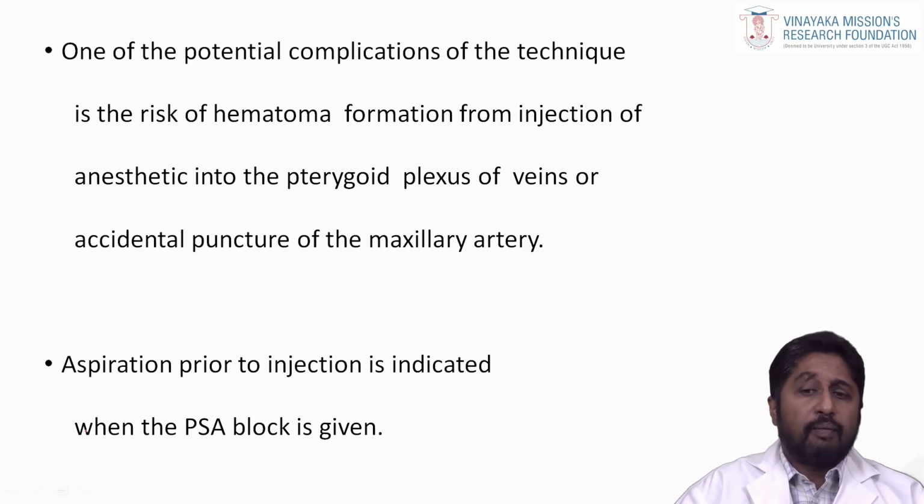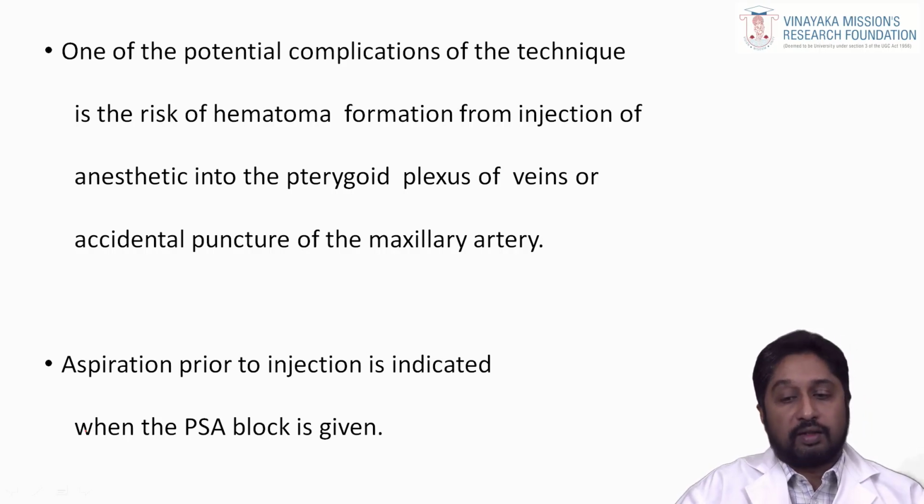One potential complication of this technique is hematoma, from injecting anesthetic into the pterygoid plexus of veins and accidental puncture of the maxillary artery. Why does this happen? It happens when you puncture the pterygoid plexus of veins, an important vein in this region. When you go deeper or use a longer needle, you might puncture it. Nothing serious will happen, but there will be hematoma formation. You should not be scared or worried about that. You just give a pressure pack, and the bleeding will stop.